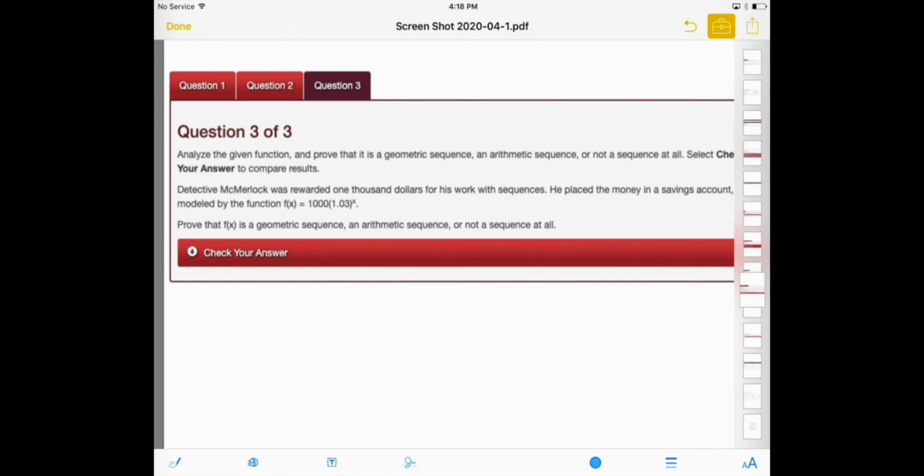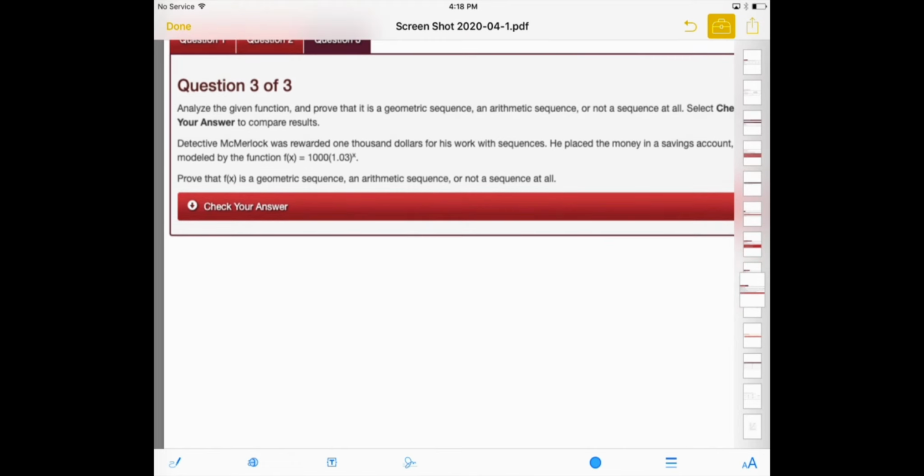And last but not least, question number 3. So analyze the given function and we have to prove whether it's geometric, arithmetic, or neither like we did before. So we have Detective McMurlock. He was rewarded with $1,000 for his work and he placed the money in his savings account modeled by the function 1,000 times 1.03 to the power of x.